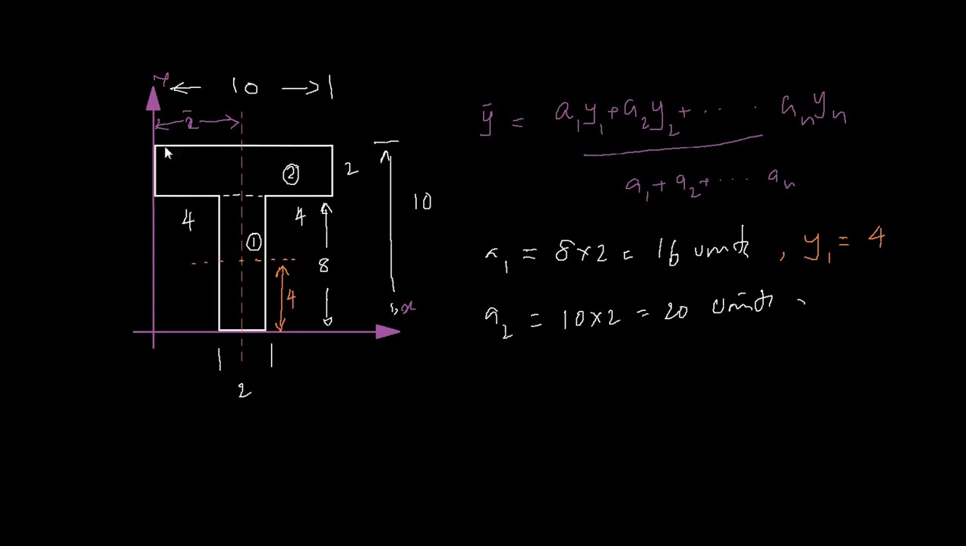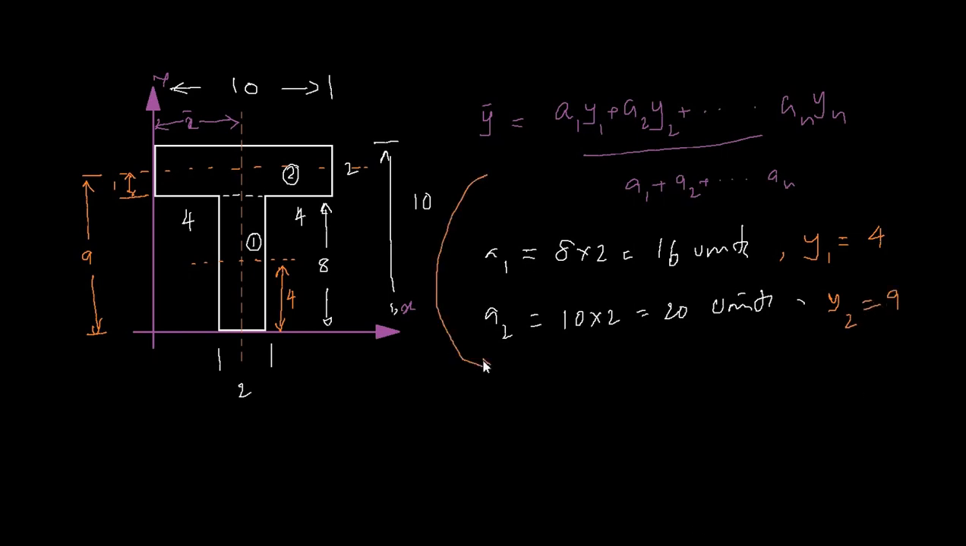Now, to calculate Y2, consider the second area and draw the symmetrical line through the intersection. You can see this is 2, and therefore this distance will be 1. However, make sure that when you find the y distances, you always take the distance from the reference axis. In this case your reference axis is this one, and therefore the distance to this point from here is what you need to calculate. Up to here it is 8, and here it is 1, therefore it is 9. Therefore Y2 is equal to 9.